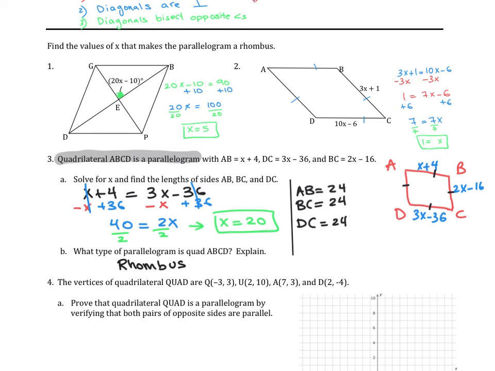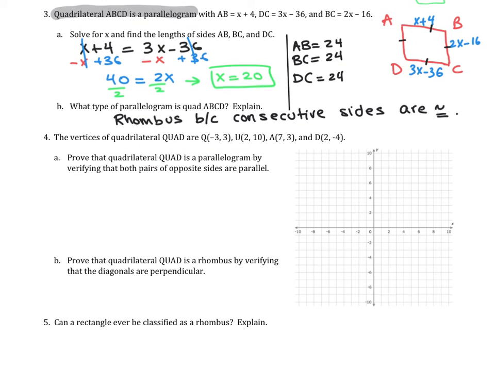So I don't have to prove that all sides are congruent. It's enough for me to prove that consecutive sides are congruent for me to prove that a parallelogram is a rhombus. So I can say it's a rhombus because consecutive sides are congruent. That was enough because I already know that it's a parallelogram. So if I know it's a parallelogram, it's enough for me to prove that consecutive sides are congruent. That's one way. So let's move on to number 4.